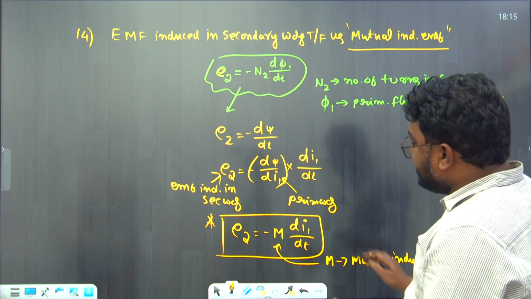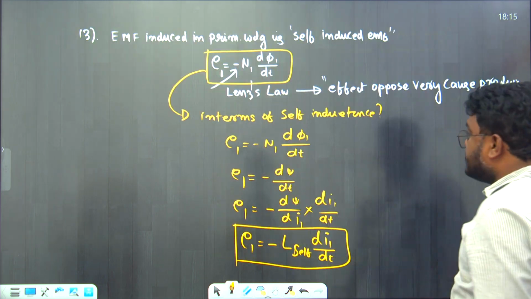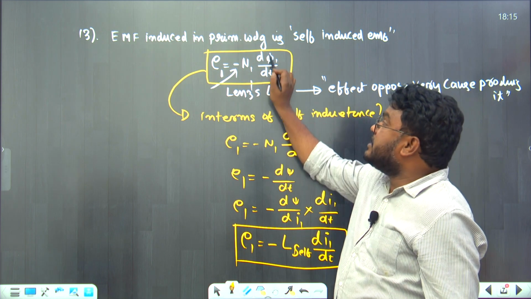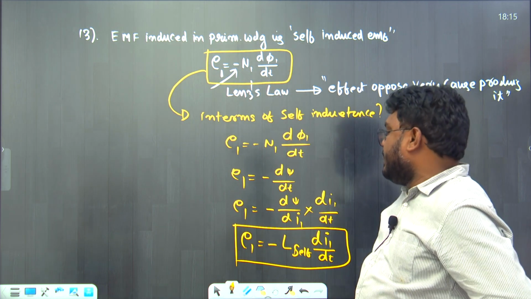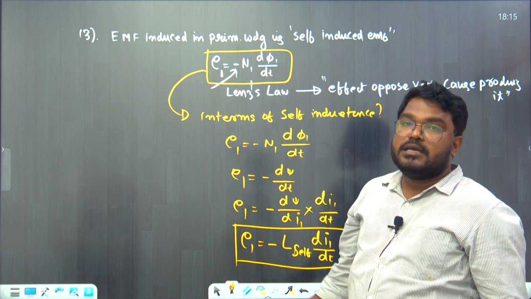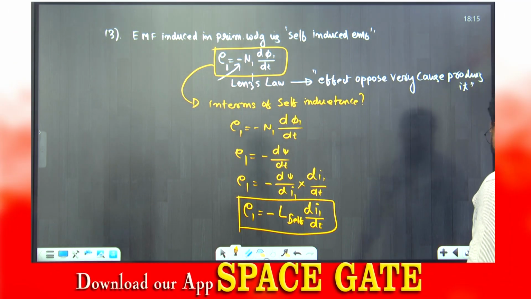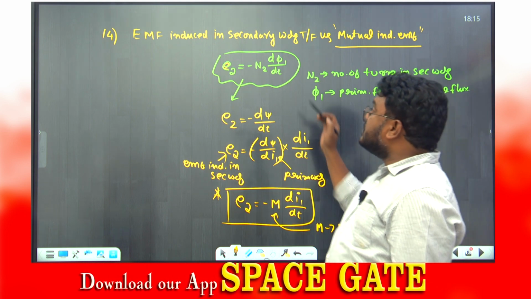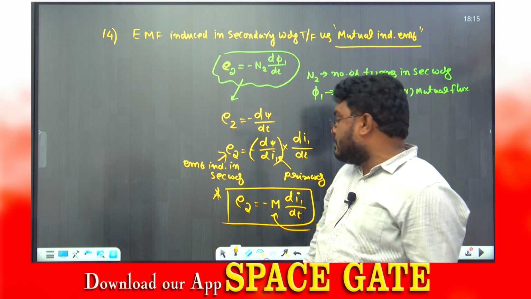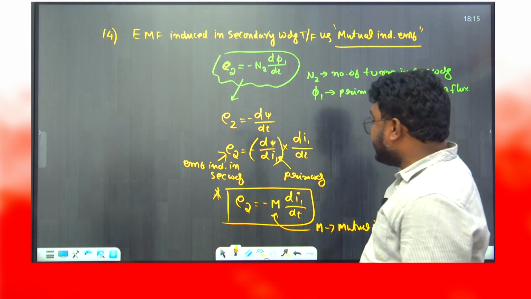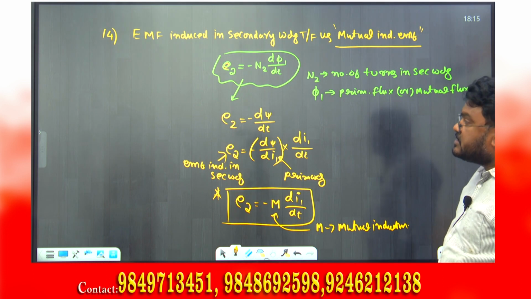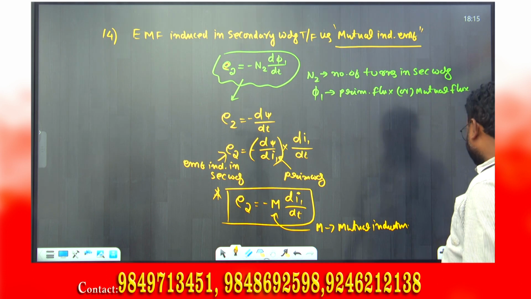So EMF induced in the primary winding is E1 equals minus N1 d phi 1 by dt, and in terms of the self inductance, the differentiation of the current with respect to time. And EMF induced in the secondary winding of the transformer, E2, is equal to minus M, the differentiation of the current with respect to time.